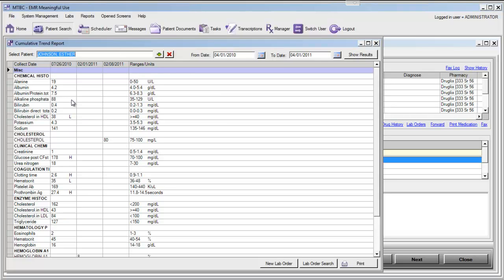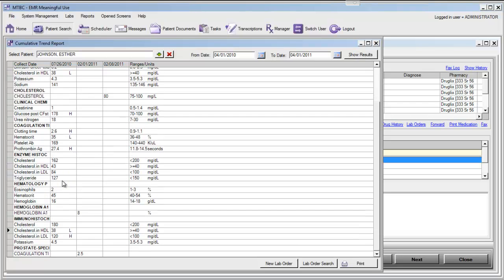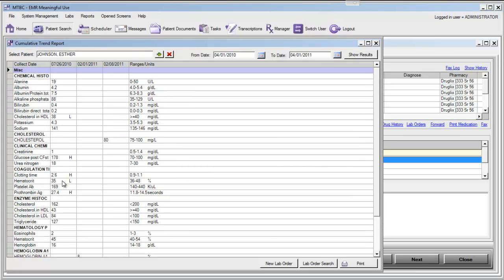So if there are labs that have been performed multiple times for this patient, we can see the change and the graphing of those results over time. Lab results are ordered by date and also have an indication of high or low results that are outside of an expected range. The labs are also grouped into categories depending on the type of result. The ranges and units are also displayed here. These results have come in electronically from the local lab company.